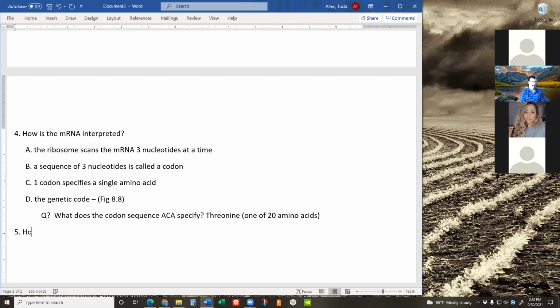How about this? How does the ribosome know where to attach to the messenger RNA and begin translation? How does it do that? Honestly, as I look across the information in your textbook, I'm not 100% confident your textbook tells you. What I'm going to tell you.